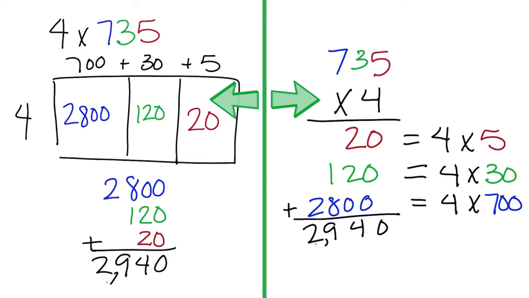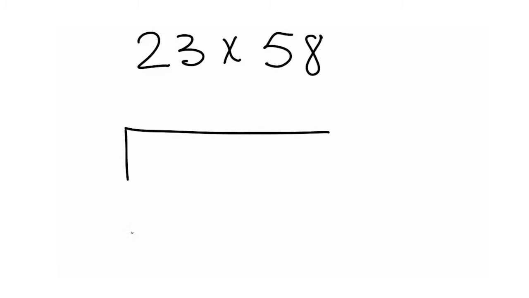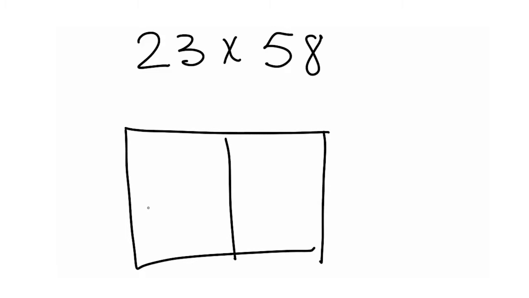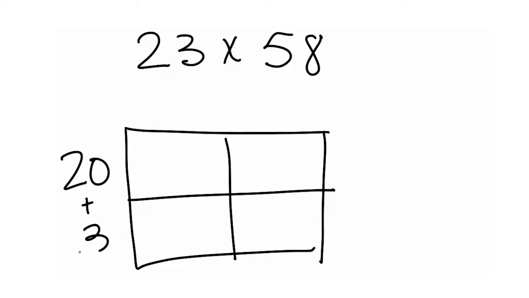Let's see how this works with two two-digit numbers. We'll use the problem 23 times 58. Draw a 4 by 4 array, and on the left write 23 in expanded form, 20 plus 3. And across the top write 58 in expanded form, 50 plus 8. Find the partial products of each square in our array by multiplying the factors. Remember, there is no particular order.